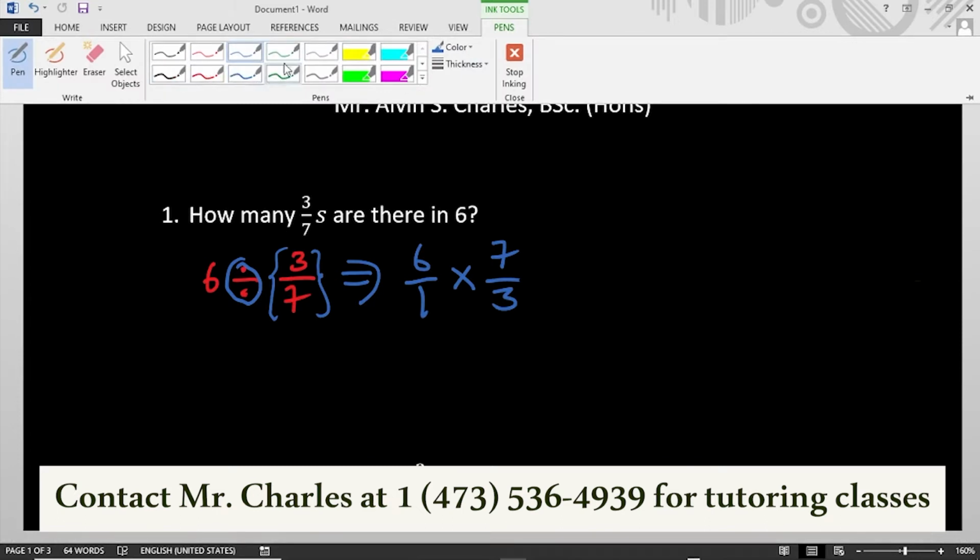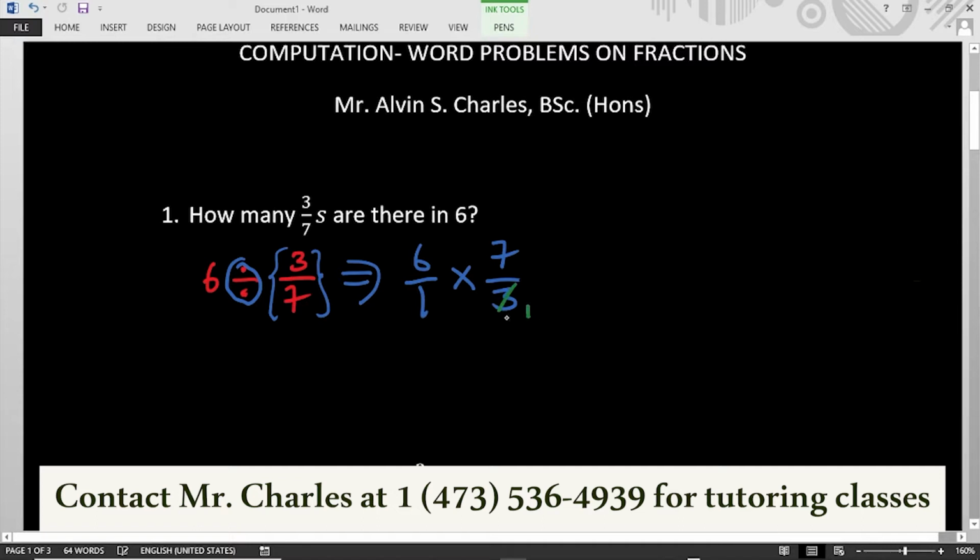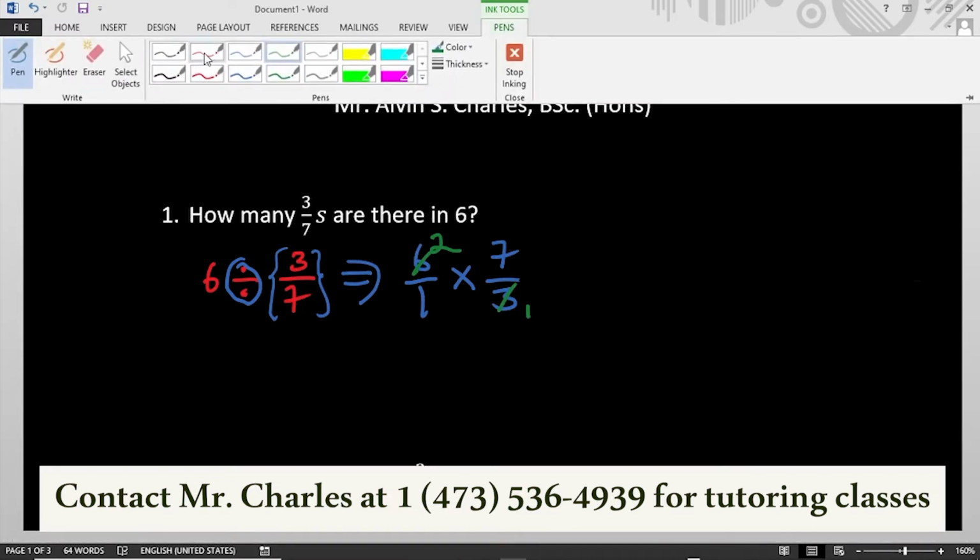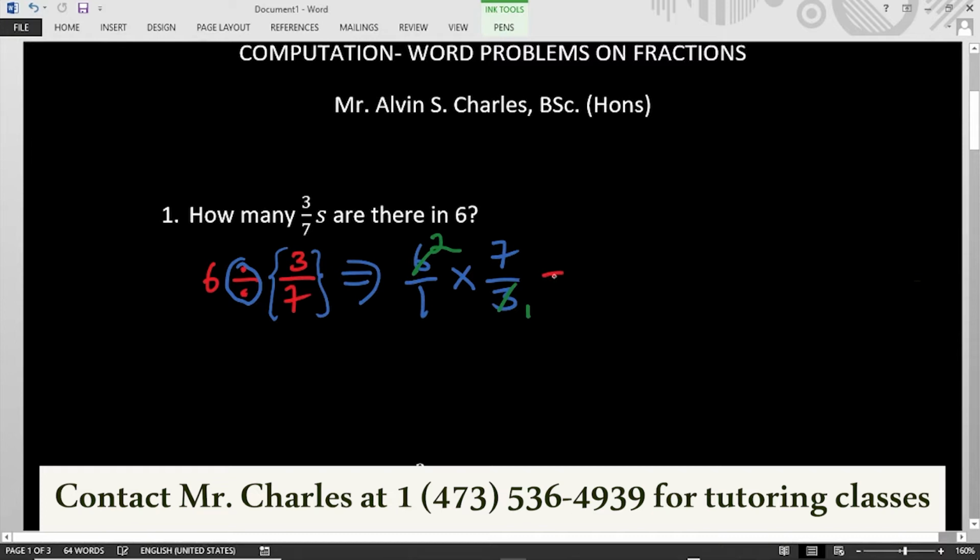We can say 3 into 3 is 1 and 3 into 6 is 2, and then 2 multiplied by 7 would give us our answer, which is 14. So therefore, 3/7 can go into 6 14 times, and that's our answer there. Good. Let's look at the next question, number 2.